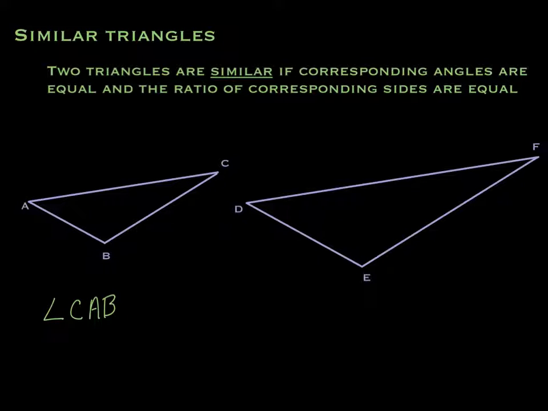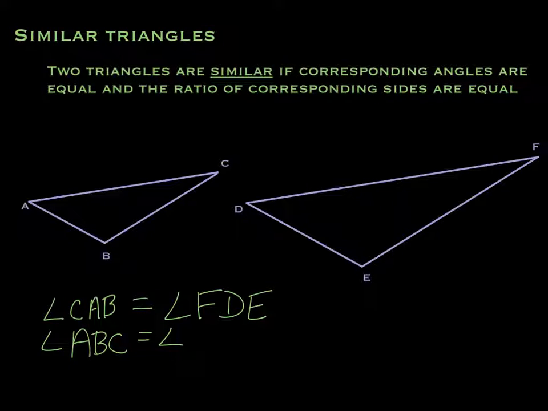That angle is equal to the angle over in the larger triangle on the right, angle FDE. And we could do that with all three of the angles in each triangle. So we could also say angle ABC is equal to angle DEF. And finally, we could say angle ACB is equal to angle DFE.